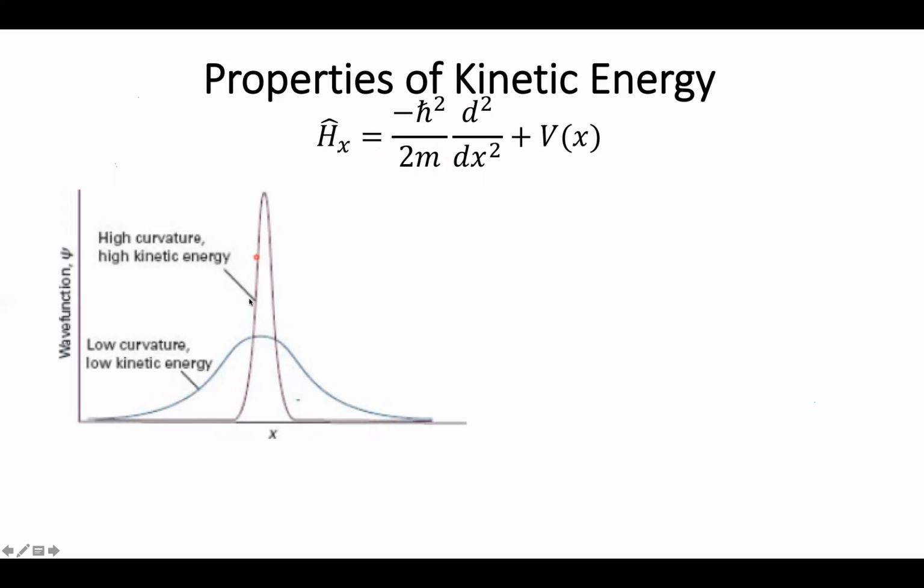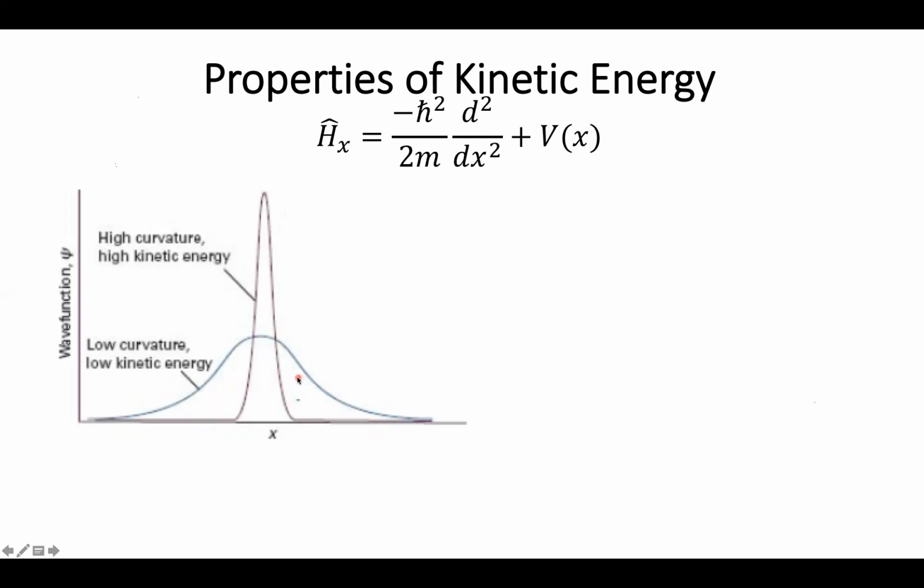Now, something very interesting happens if I have a highly curved wave function. So if I have a highly curved wave function, what this means is that since my slope is rapidly changing, it quickly goes from a slope of near zero to a slope that's very positive to zero to very negative. Now, this very quick change is going to give me a fairly large kinetic energy. So again, low curvature, low kinetic energy, high curvature, high kinetic energy.